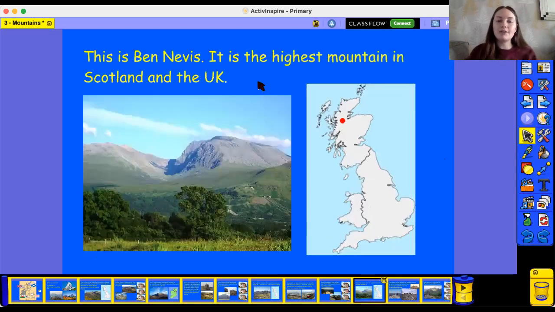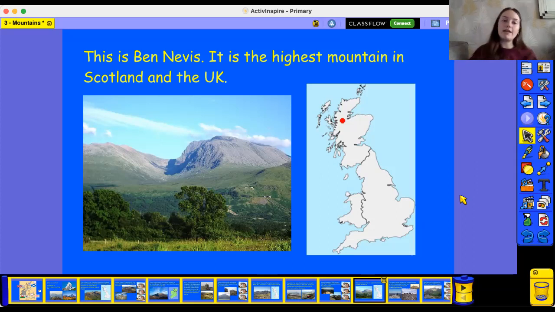This is the last mountain that we're going to look at. This mountain is called Ben Nevis. Can you say that? Ben Nevis. Fantastic. Ben Nevis is the highest mountain in Scotland, and it's also the highest mountain in all of the United Kingdom. Where is Ben Nevis? Scotland, fantastic. And this is the tallest mountain of all of the mountains.